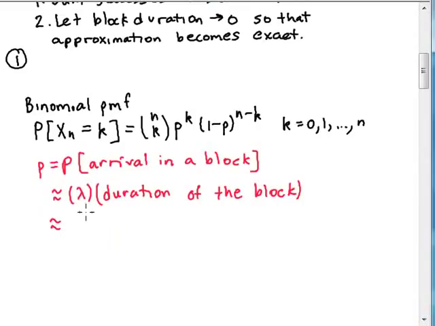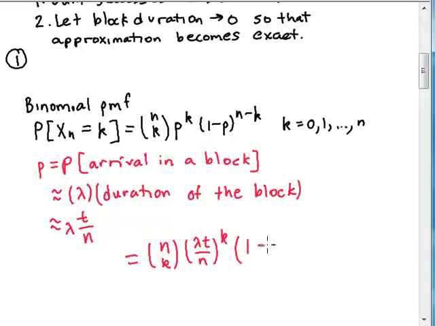So what is the duration of the block? Well, the total time is t, and we have n blocks, so the duration of each block is t divided by n, and then of course I still have the lambda over here. So when I plug this into the binomial PMF, I get n choose k still. I have p to the k. p is lambda t divided by n, to the k. And I have 1 minus p, 1 minus lambda t divided by n, to the n minus k.